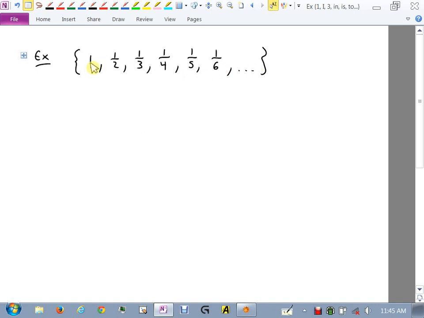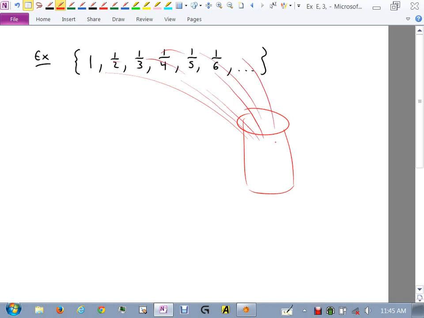So what about this one? This gets smaller, right? Finite or infinite? So get your bucket out. Start filling this thing up. Overfill or not?